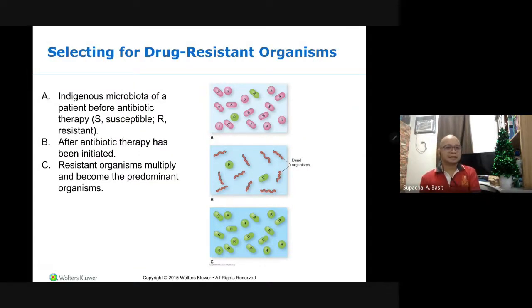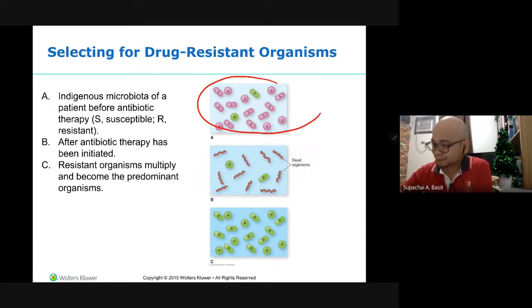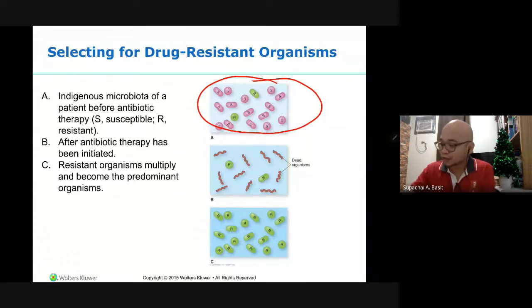So how do we know if the organisms are drug resistant? Usually, we look at the indigenous microbiota of the patient before antibiotics. For example, these are the bacteria present in the patient. Those that are S are susceptible, meaning they can easily be destroyed by antibiotics. Those that are R, the green ones, are resistant.